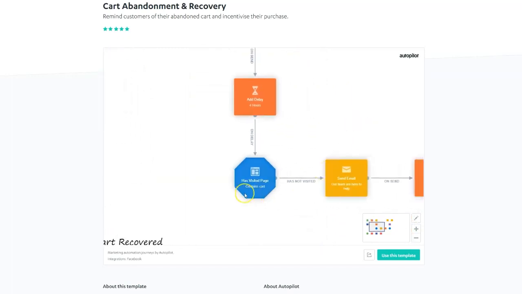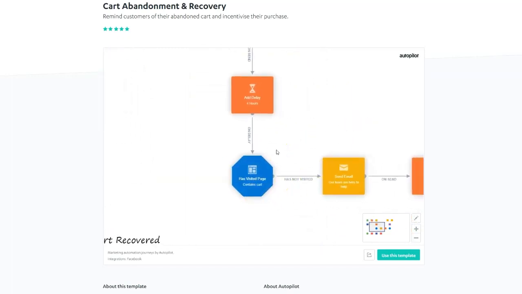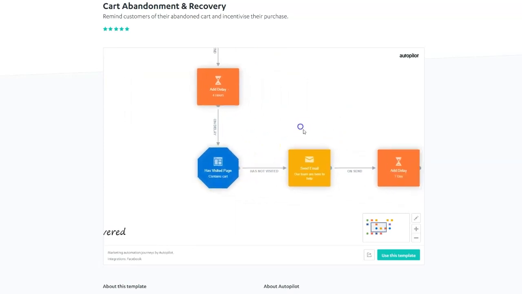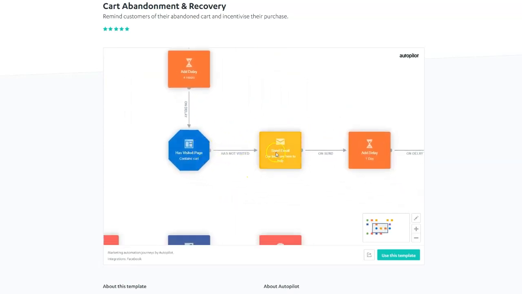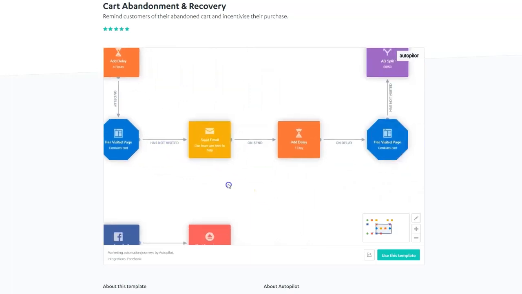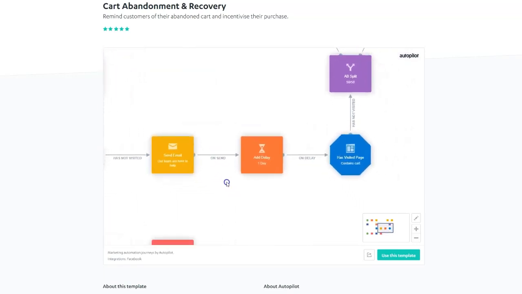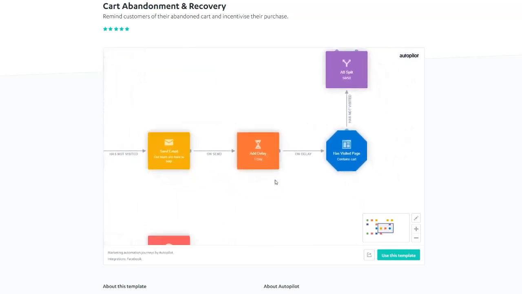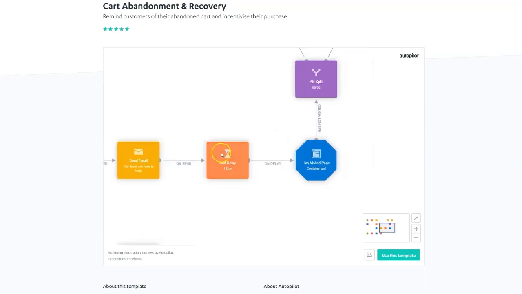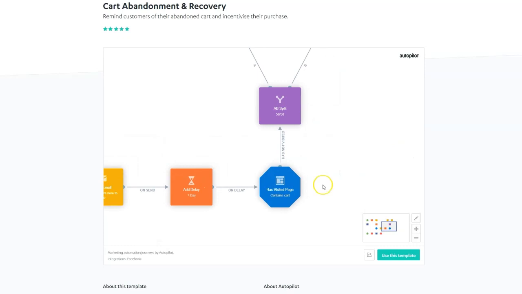And then there's an if here, a condition, okay? If they visited the cart again, and if they have not visited, then you're sending another email here, saying our team is here to help. So basically just continuing to reach out to them and see if they need anything else. See if you can nudge them towards making that purchase. A 1 day delay here, and visiting the page, that's the condition.